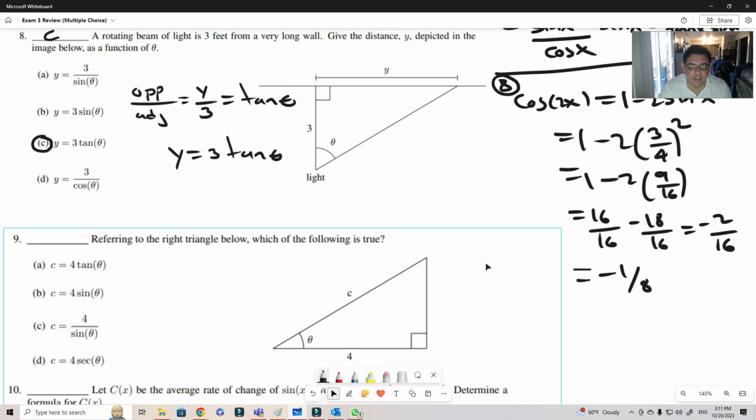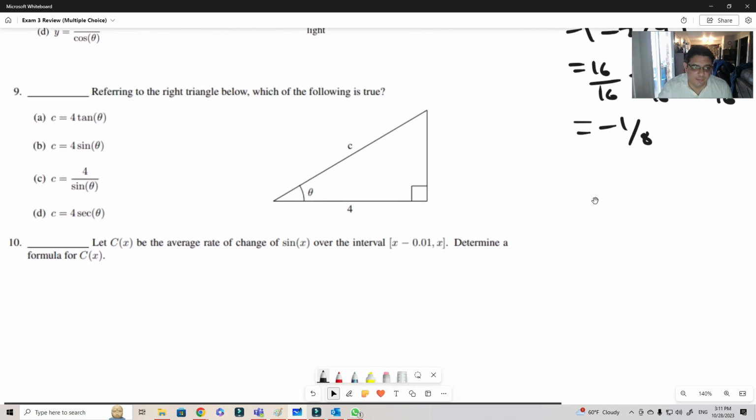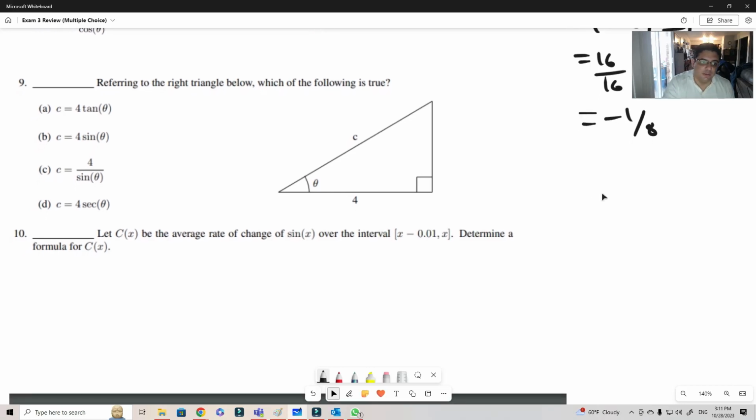Now, on number 9, it's a little bit different because the angle is in a different position. So notice that here we don't know information about the opposite, but we know about the adjacent, and we know about the hypotenuse. So adjacent and hypotenuse are related by the cosine. So adjacent over hypotenuse is the cosine of theta.